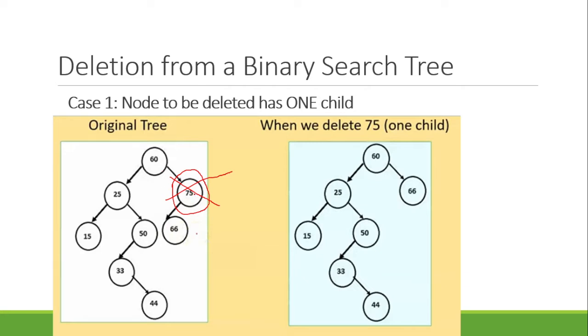Parent of 66 is 75. Its parent is 60. That is the grandparent of 66. So if there is only one child, attach that child to the grandparent. That is the step. So attach 66 to the grandparent, that is 60. This is the method of deleting a node with just one child.